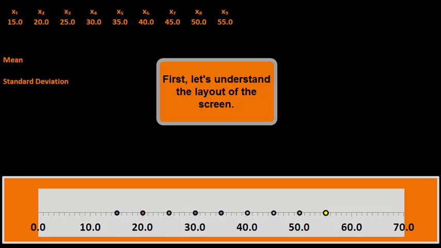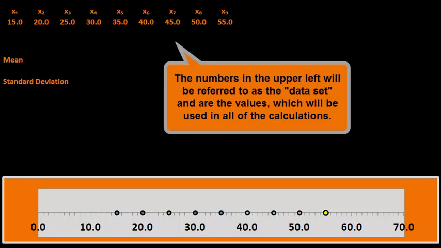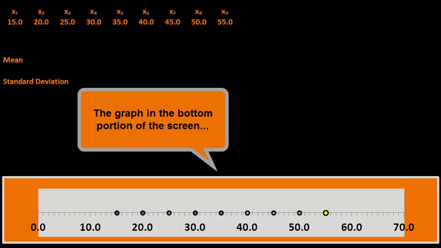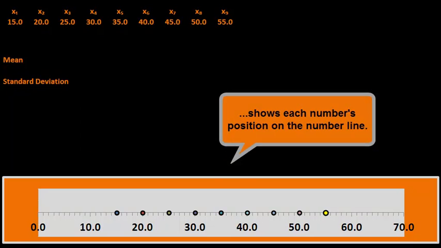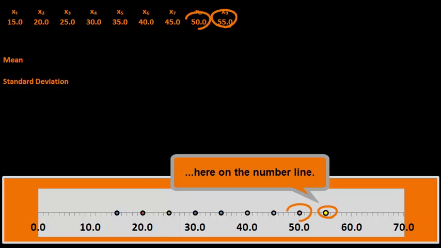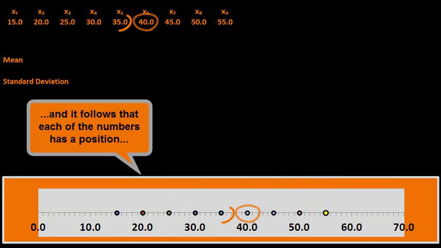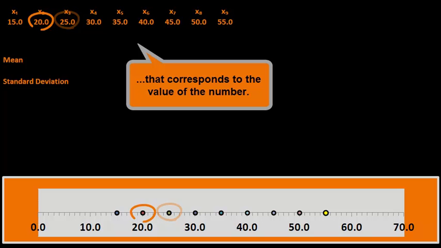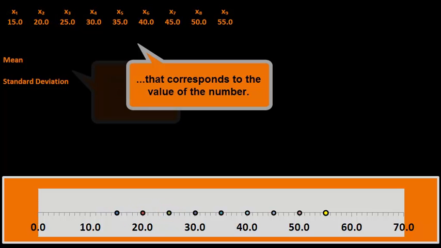Let's understand the layout of the screen. The numbers in the upper left will be referred to as the dataset and are the values which will be used in all our calculations. The graph in the bottom portion of the screen shows each number's position on the number line. For example, the number 55 is located here on the number line, and it follows that each of the numbers has a position that corresponds to the value of the number.